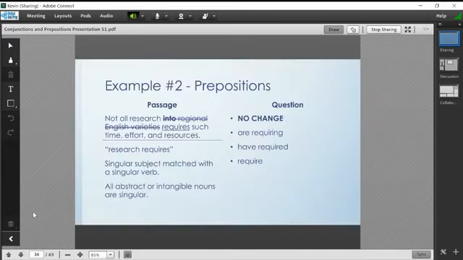Okay, lost the slide somewhere along the way. So into regional variety, I can get rid of that. So if I notice, it's not varieties requires, it's research requires. Okay, research is a singular subject. Any abstract or intangible noun is always going to be a singular subject. Okay, so it's going to match up with a singular verb. So research requires is actually correct. Okay, so again, this would be no change. So again, they're trying to make you think that it's variety requires would be correct or varieties require, but really, again, the subject in this case is research and it's the research requires.